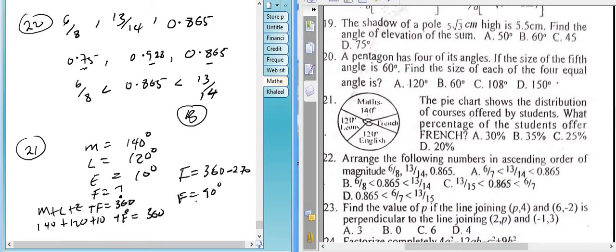So the percentage of this French will be 90 over 360 times 100. So 90 over 360 times 100 is going to be equal to 25%. So the correct answer is 25%. That's option C. So you can see this goes with this, and then we can see 90 over 360 multiplied by this.